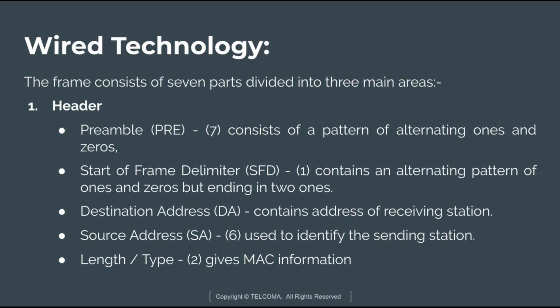Then is the source address. It is 6 bytes and it is used to identify the sending station. Then is length or type, which is 2 bytes. It indicates the number of client data bytes that are contained in the data field of the frame, and it assigns a unique Ethernet type: hexadecimal 0x0800 for IPv4 packets and hexadecimal 0x86DD for IPv6 packets.